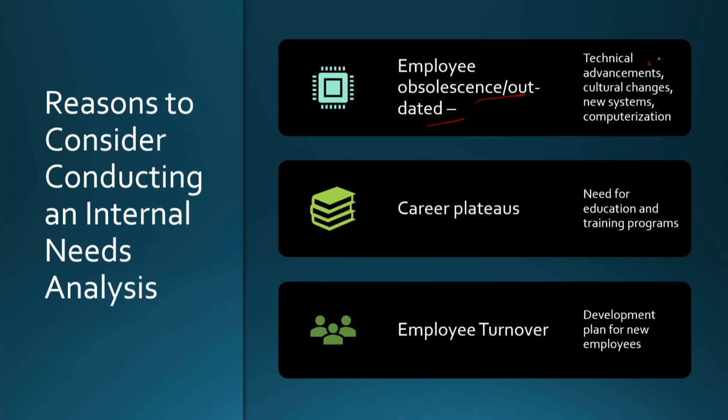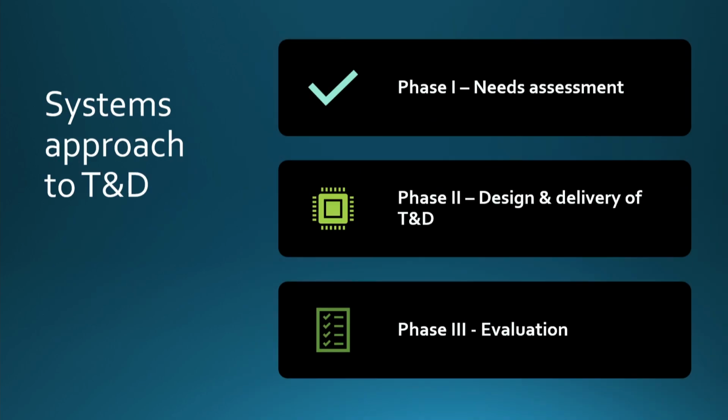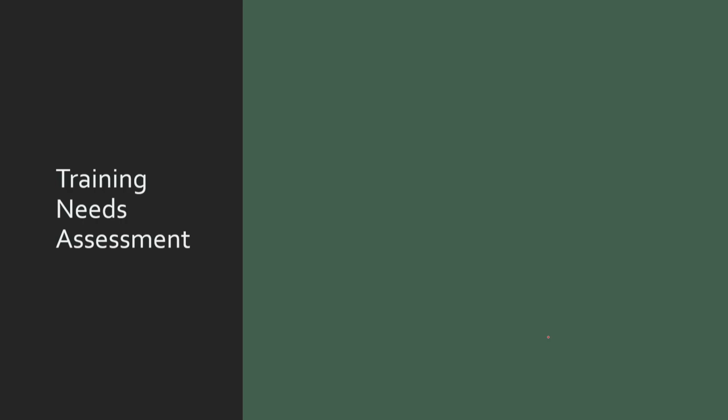Here we try to find out the technical, cultural and new system computerization requirements. Second, training is required to achieve career plateaus, that is, the need for educational and training programs for growth. And third is to reduce employee turnover. A development plan for new employees is required so that they stay in the organization and do not leave. This is for career growth. So the systems approach to T&D is need assessment, design and delivery of T&D, and evaluation. Let us discuss these three stages one after the other.